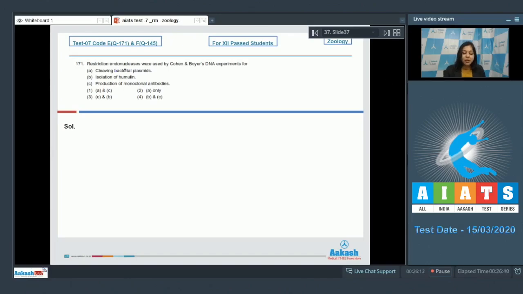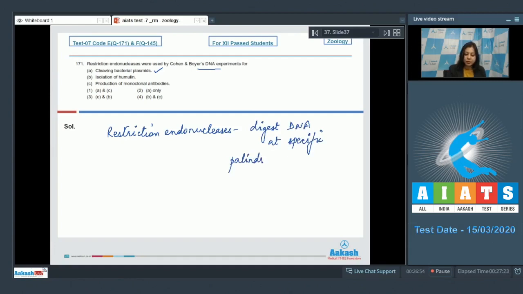Question number 171. Restriction endonucleases were used by Cohen and Boyer's DNA experiments for: cleaving bacterial plasmids, isolation of humulin, production of monoclonal antibodies. So here cleaving bacterial plasmids is correct, as restriction endonucleases digest DNA at specific palindromic sequences.